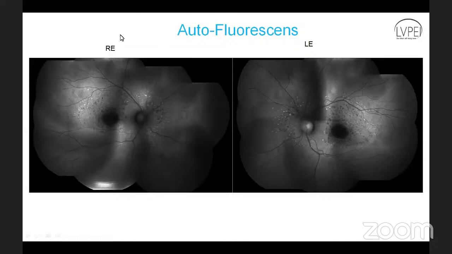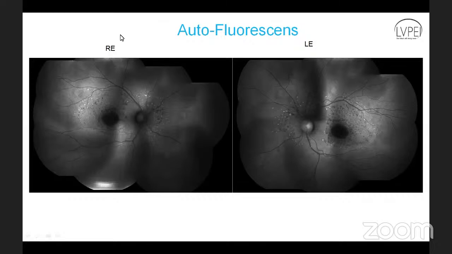The normal autofluorescence is imparted by the retinal pigment epithelium and the lipofuscin which is present inside it. So with any loss of retinal pigment epithelium, you might get hypoautofluorescence. Whereas with any hyperplasia or extra accumulation of lipofuscin in the retinal pigment epithelium, you will get hyperautofluorescence. Whenever I say hyper, it means more white. Whenever I say hypo, it means more black.